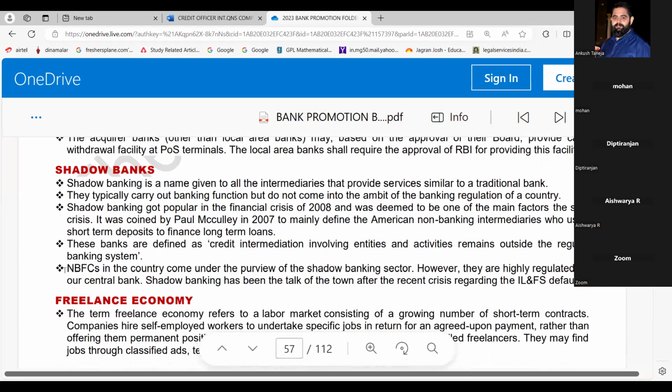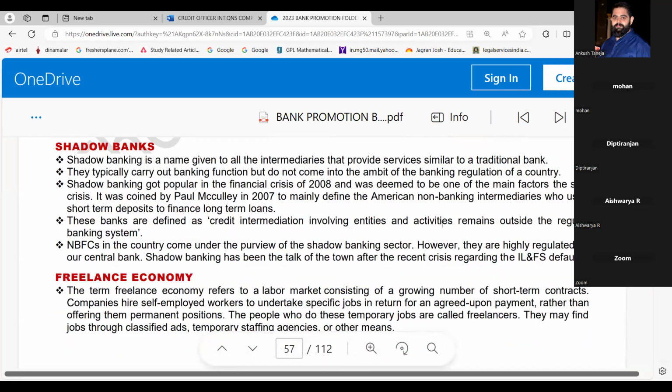In our country, NBFCs come under the purview of the shadow banking sector. However, they are highly regulated by our central bank. Shadow banking has been the talk of the town after the recent crisis regarding IL and FS. This happened about a year or two back. Some company in Delhi, it became a problem.